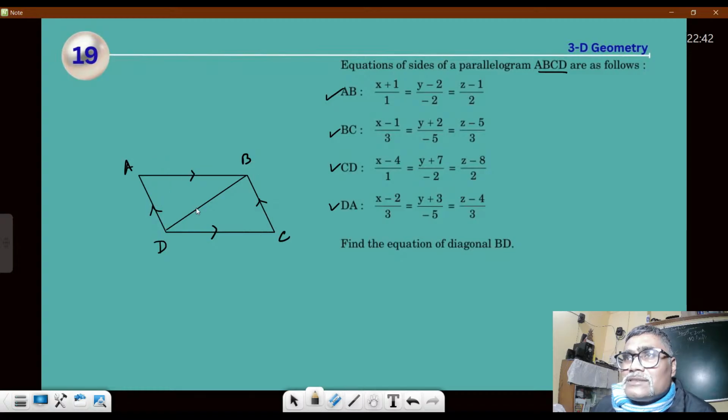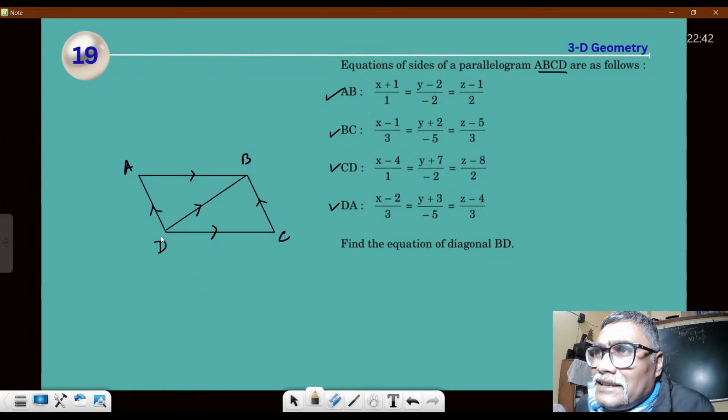Equation of this. So to find the equation of this, what do I need to know? Just you try to think. If I get those things, I can easily find the equation of this particular diagonal, right? I need to know only the points of intersection B and D.